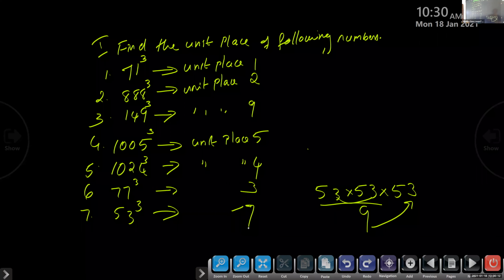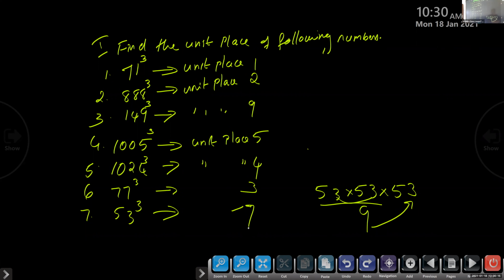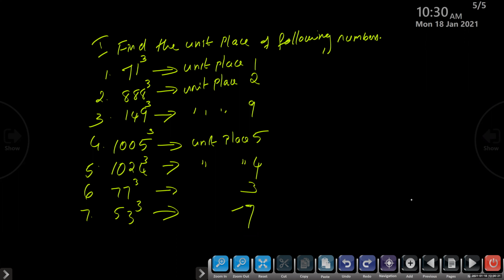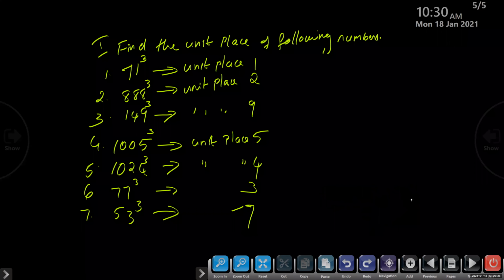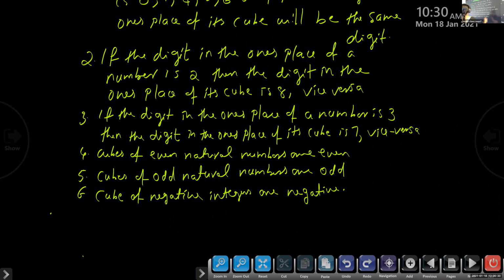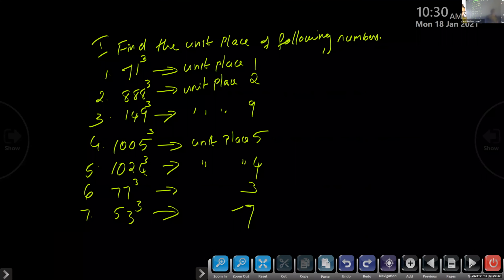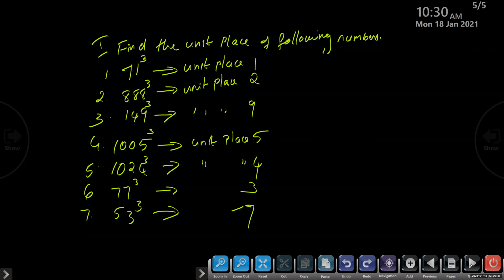Read the property. Salin, read the first property. Did you write those properties? The 6 properties. Did you write, Salin? No, ma'am. Adnan, read the first property.